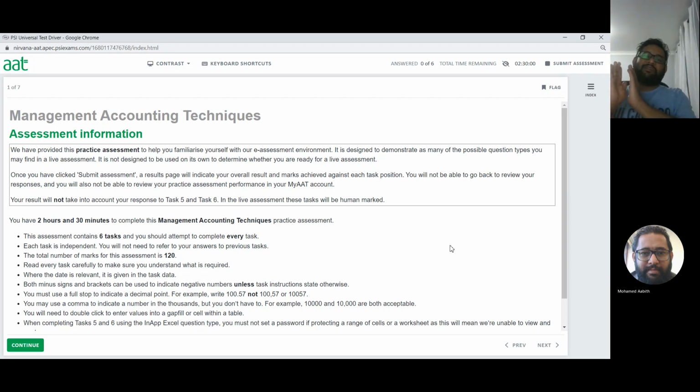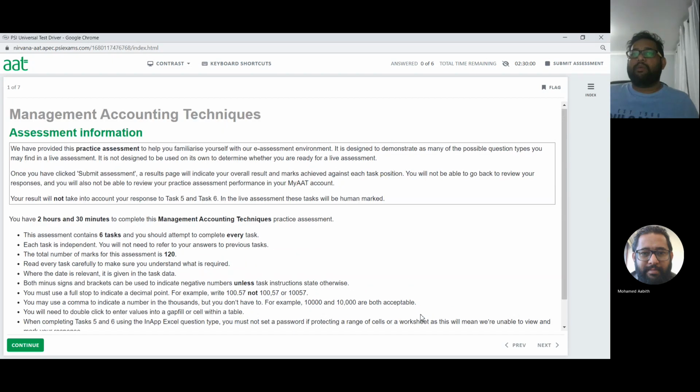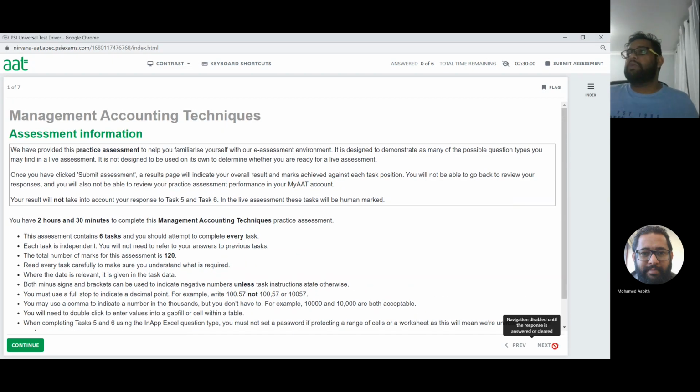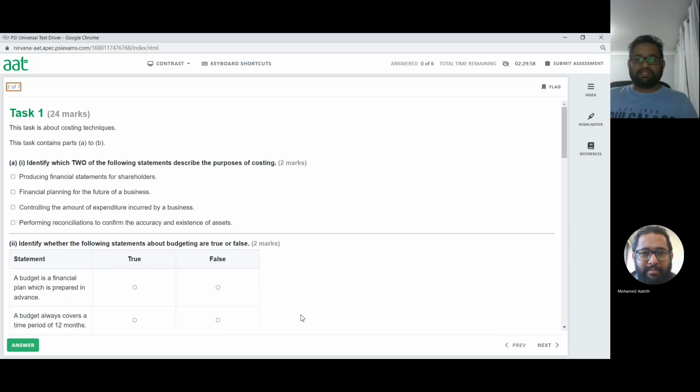So, long story short, I will be using two screens. One of them will be recording, and another one will be for doing the exam. But you can still see what I'm doing here. Okay, so now let's start. Let's look at the first question. Let's press continue to start the assessment.